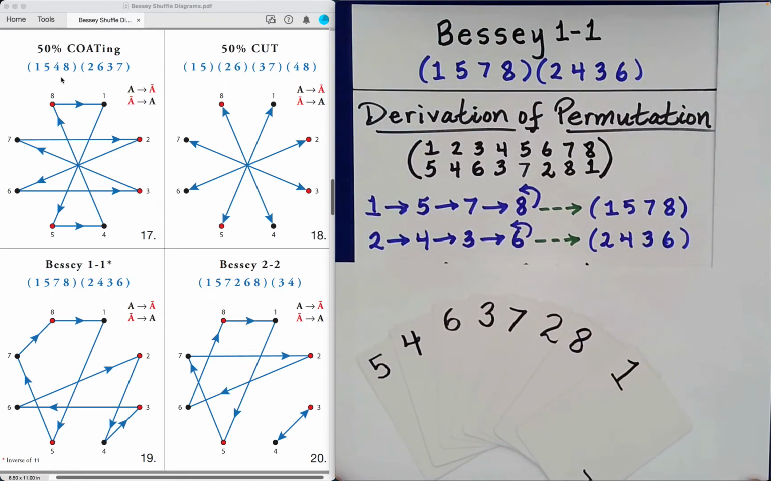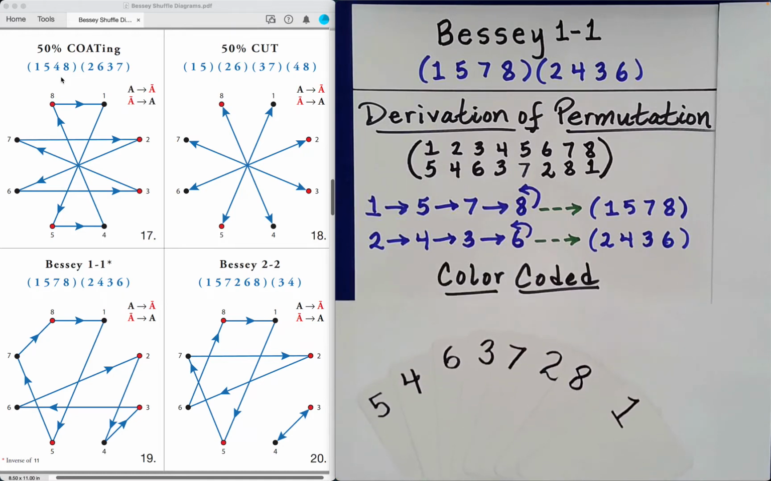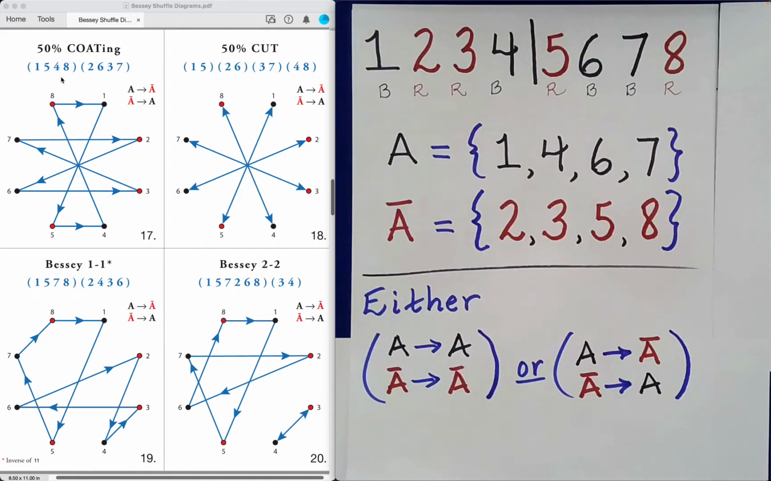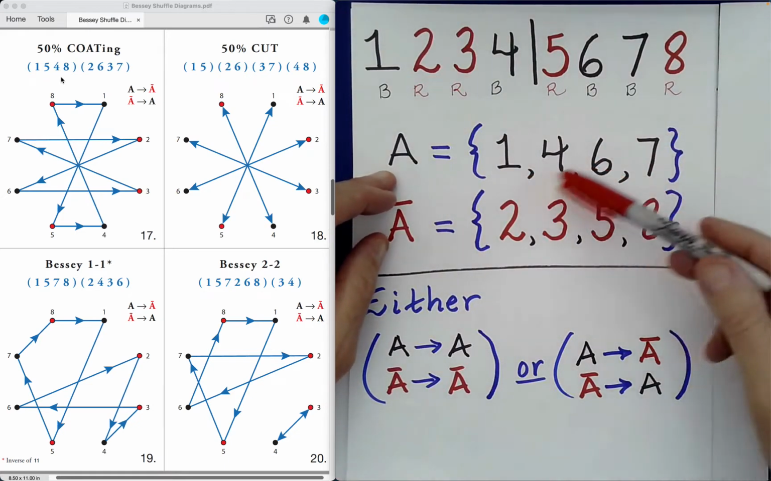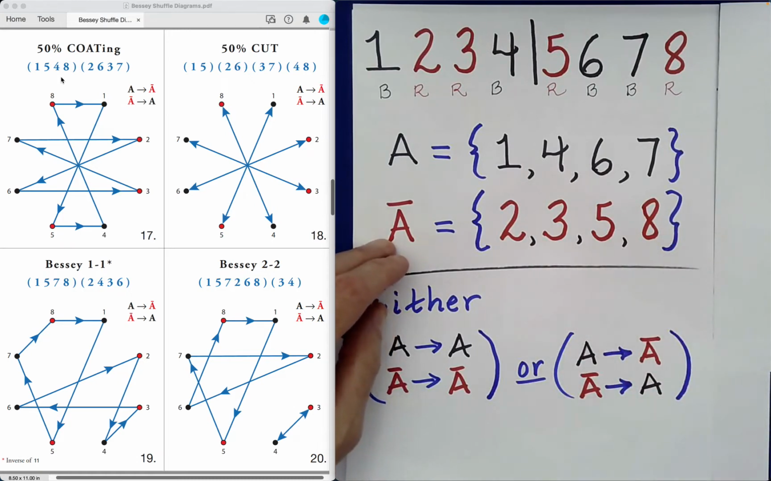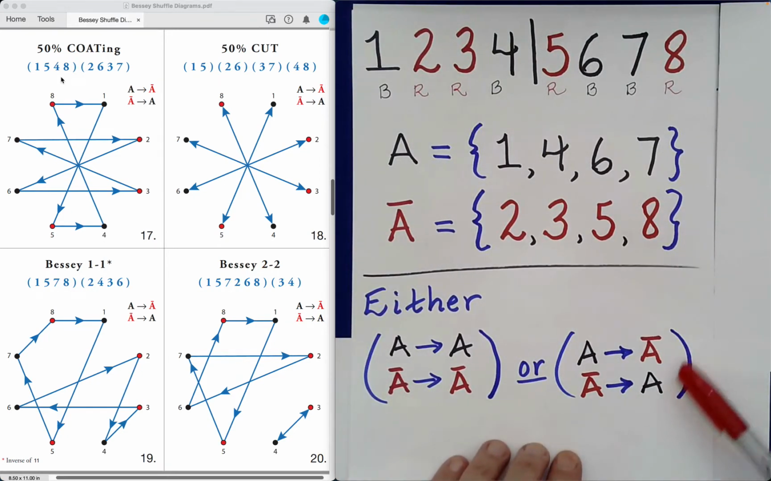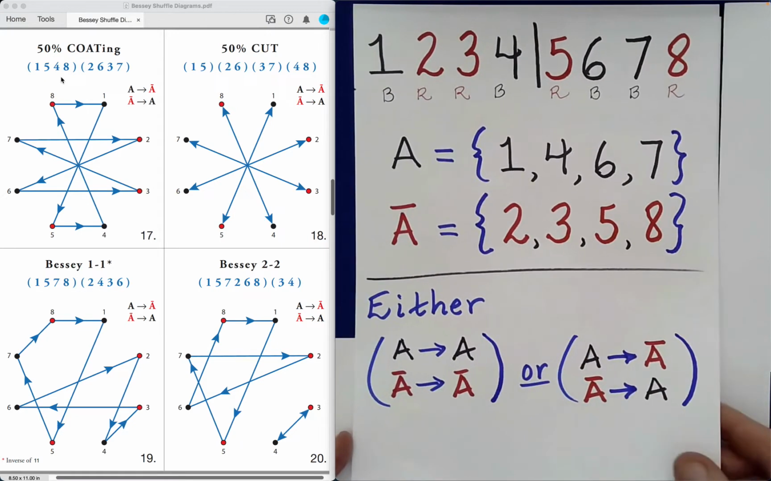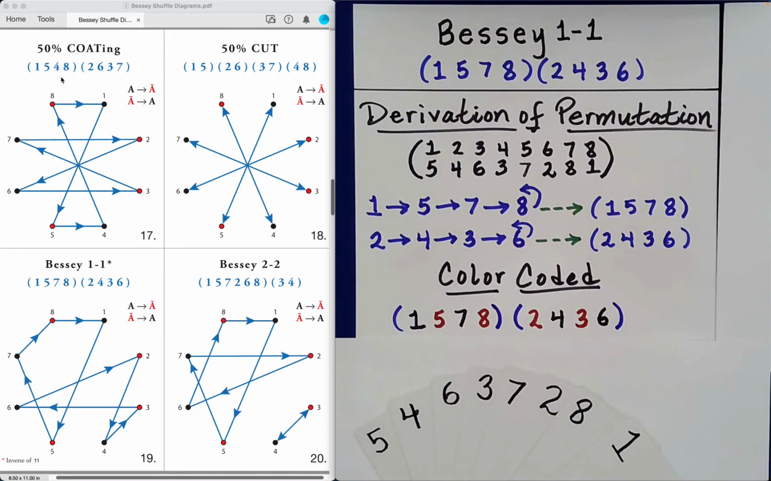If we color code the digits, we get the following. And remember, the color coding for the digits is as follows. 1, 4, 6, 7 are color-coded black. 2, 3, 5, 8 are color-coded red. This will help us keep track of the movement of the objects in those positions. It will also help us readily detect whether inversion has occurred, which it has occurred in this current example.